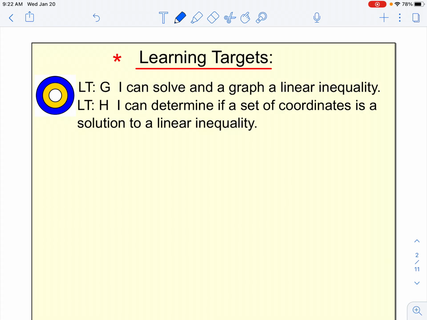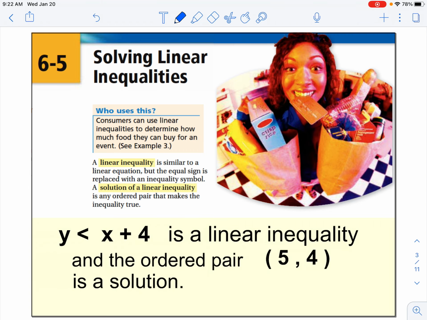So this is just a quick little slide telling you, where could we see this? Well, consumers can use linear inequalities to determine how much food they might buy for an event. Because if they have $20 to spend, then the cost that they can spend has to be less than or equal to 20. And so there's multiple different prices that you could have that would be solutions.